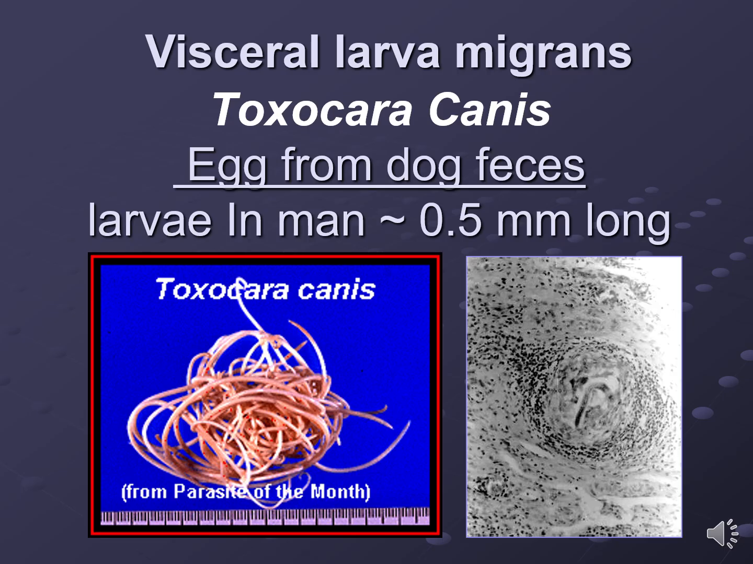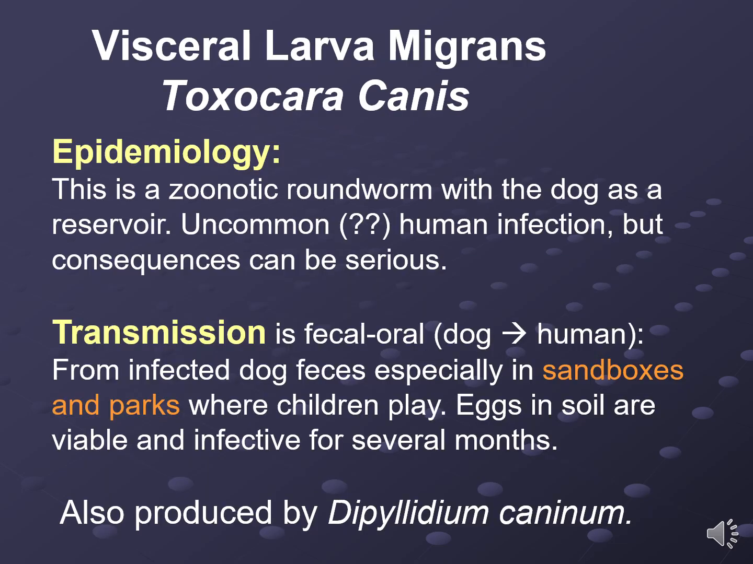in those areas around those larvae. Hence the entity of visceral larva migrans, which is always present in the differential diagnosis of abdominal pain, especially in children. So this is an entity to keep in mind. Visceral larva migrans by Toxocara canis. Here we have got some epidemiology that you can read.